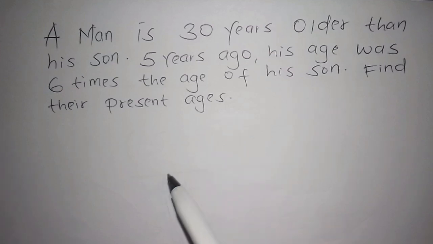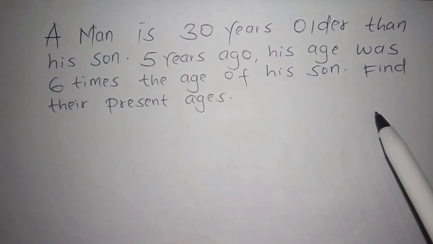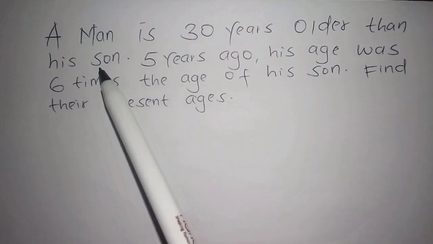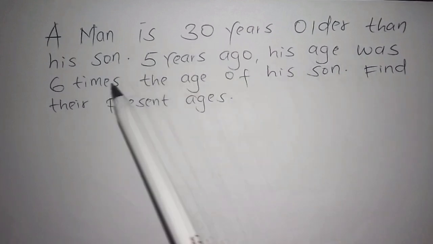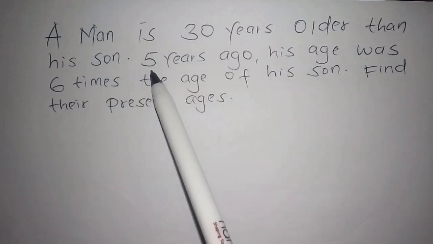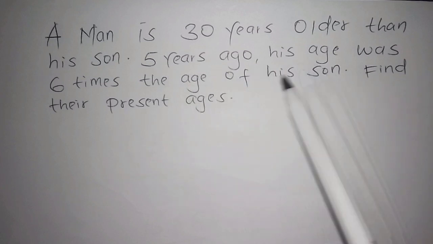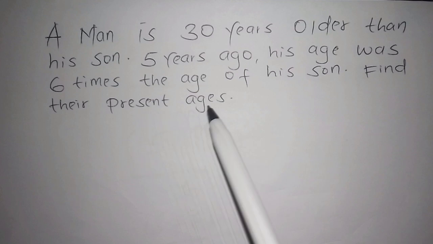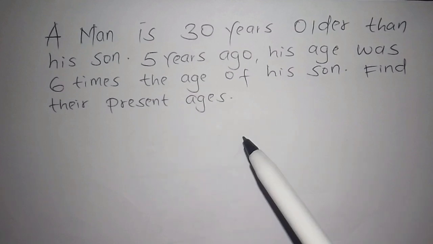How much do you understand the basic maths word problem? For example, this is an example that I have. A man is 30 years older than his son. We are told that 5 years ago, his age was 6 times the age of his son. Find their present ages. So I want us to work out this one.